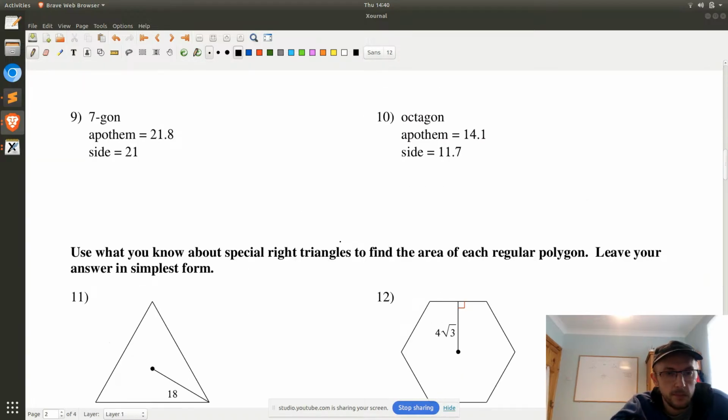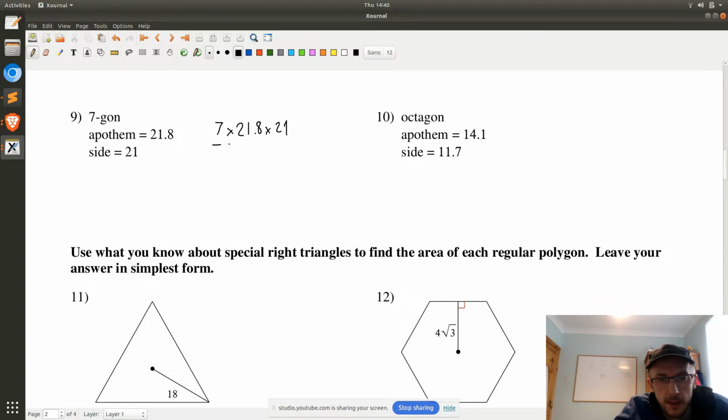Okay. It's a 7-gon, or septagon, or heptagon, with an apothem of 21.8 and a side length of 21. So 7 times 21.8 times 21, and then all of that divided by 2. So 10.9.